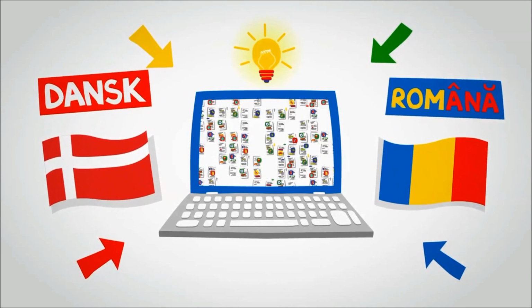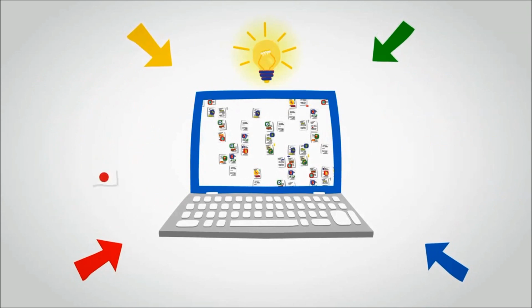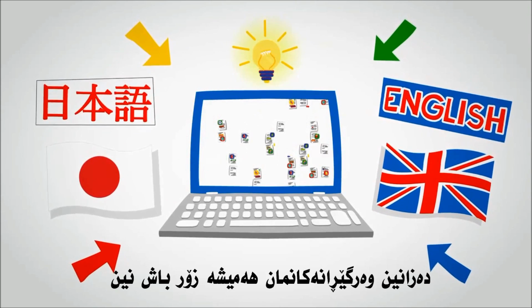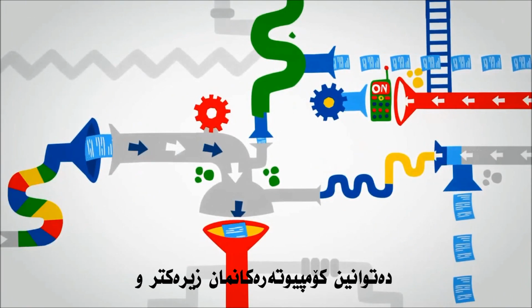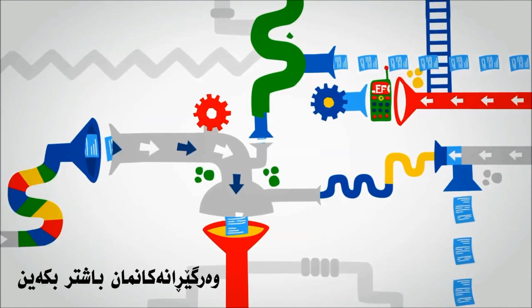This is why our translation quality will vary by language and language pair. We know our translations aren't always perfect, but by constantly providing new translated texts, we can make our computers smarter and our translations better.